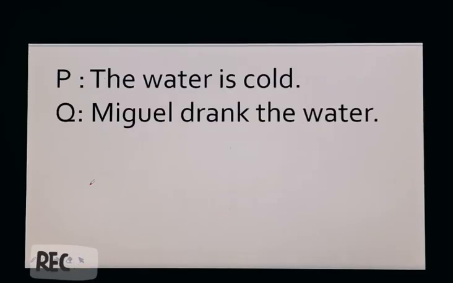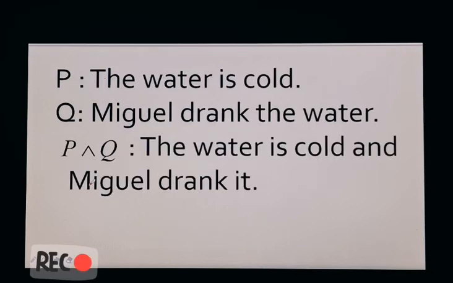Example, the water is cold, Miguel drank the water. So let us make the statement into its conjunction. The water is cold and Miguel drank it. In the statement, it uses and, so therefore, it connects the two statements, it conjuncts. So this is an example of a conjunction.